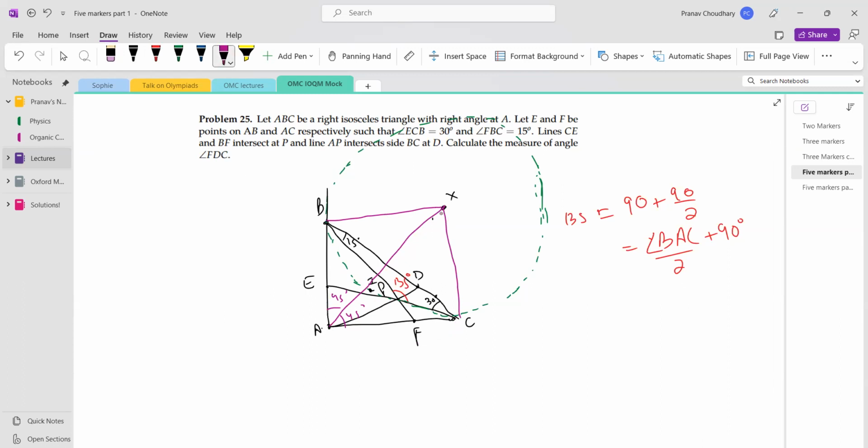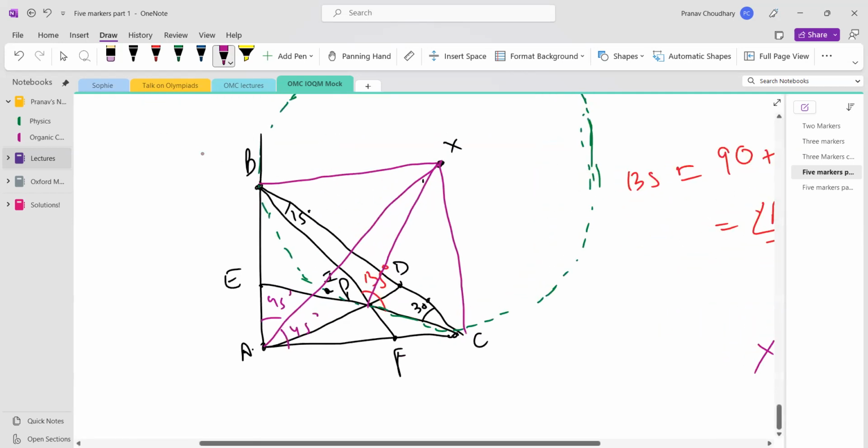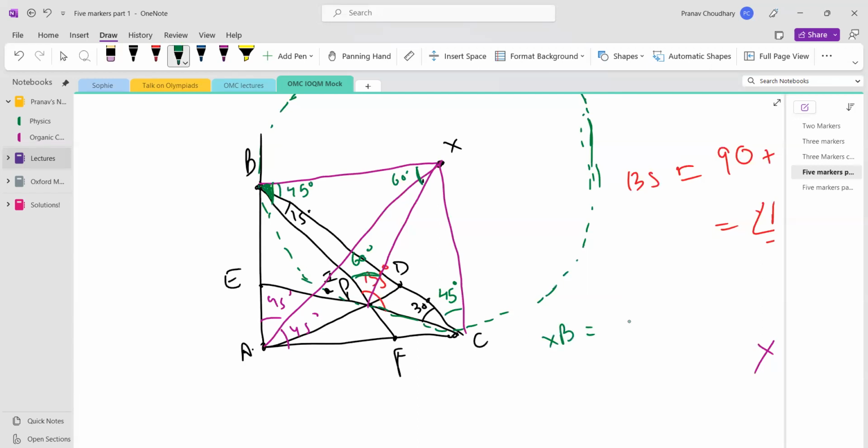And what do we have? X is the center, right? So XB equals XC equals XA. So now we got a new point. Let's try to angle chase more. So this angle is 45 degrees. Let's see any other angle. This is 45 degrees. Okay, this whole angle is 60 degrees, right? So this angle is also 60 degrees, and this angle is also 60 degrees. So this is equilateral. So XB equals BP equals XP.